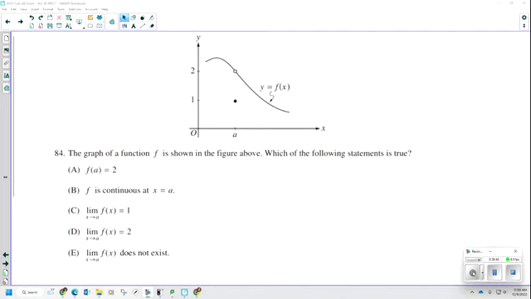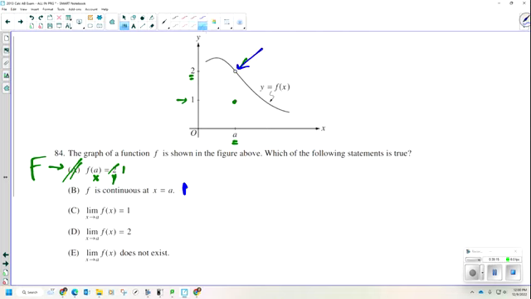All right. So let's take a look at these one at a time. And we'll look at the first one. F of A is 2. That's a coordinate. When x is my A value, my Y value, it's not 2. It's actually 1. So this is false. F is continuous at A. Do I got to explain to you that there's a hole at A? So it is not continuous at A. So this is false.